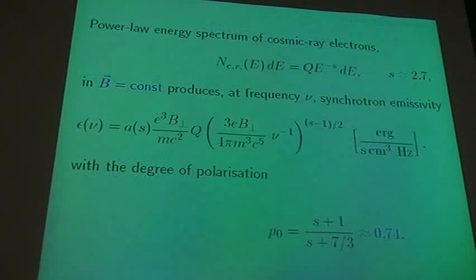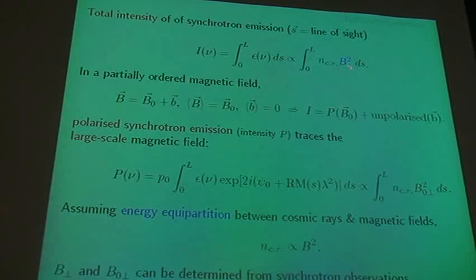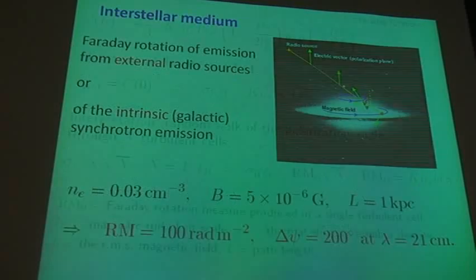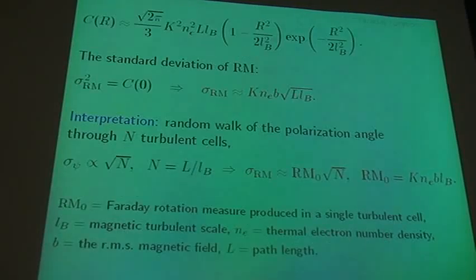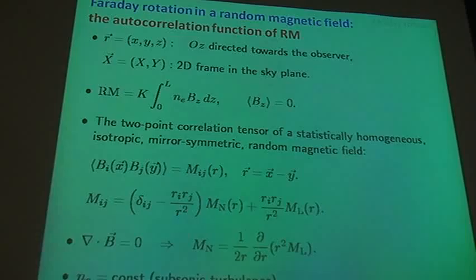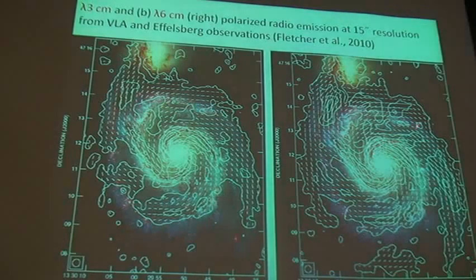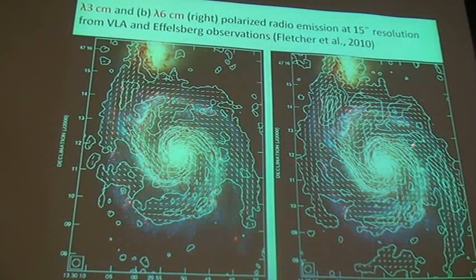Intensity of polarized emission is a worse thing. It is sensitive to B squared. This is why B squared means the information about the direction is lost. This is why on this map there are no errors.